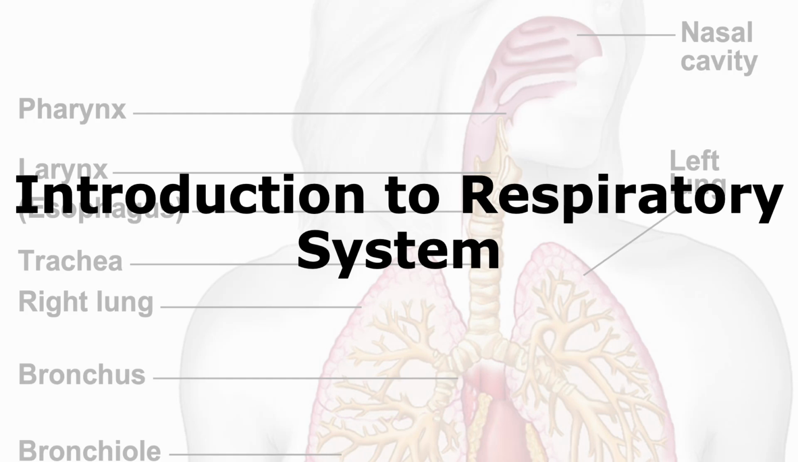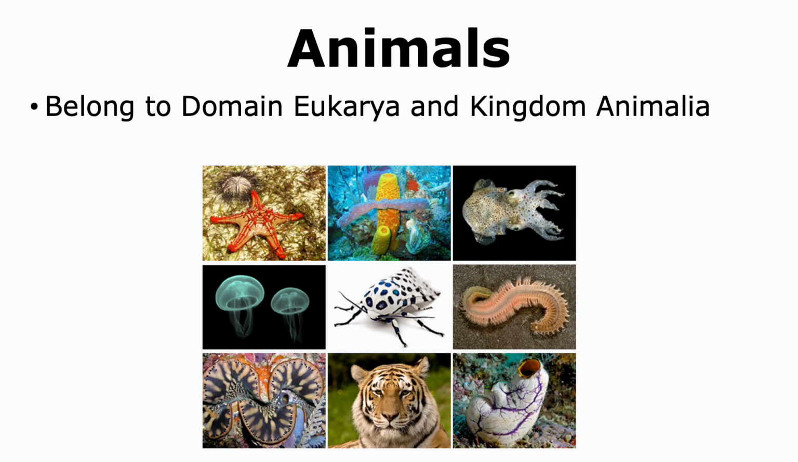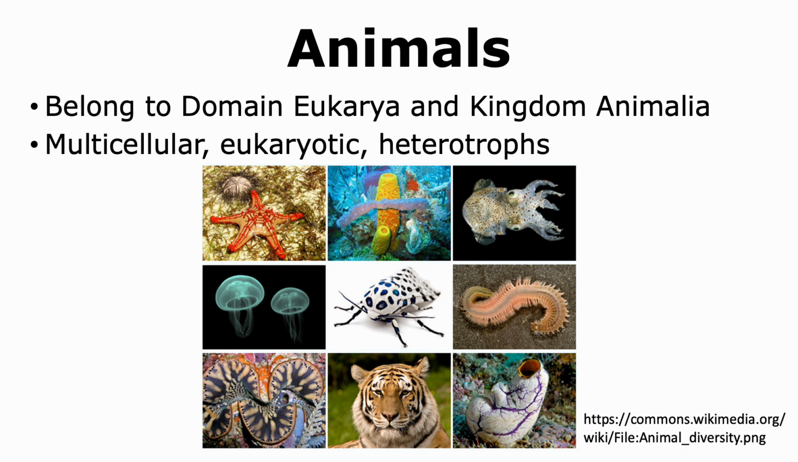In this video, we are going to learn about the respiratory system. Animals are organisms that belong to the domain of Eukarya and the kingdom of Animalia. All animals are multicellular eukaryotic heterotrophic organisms.